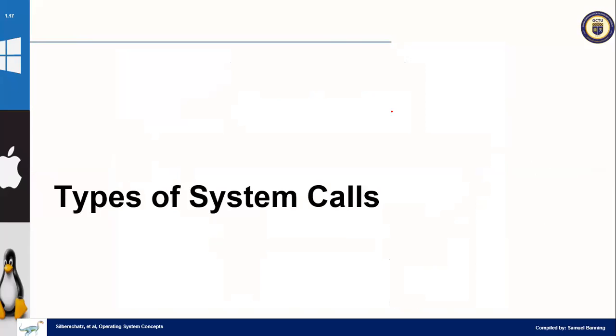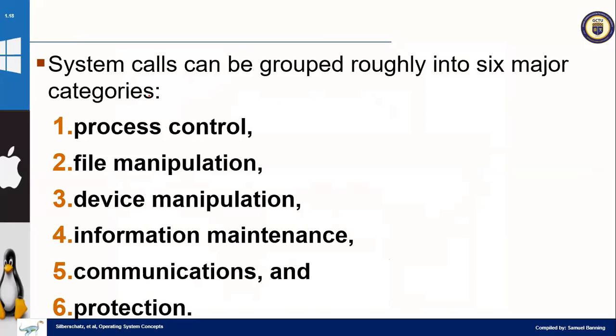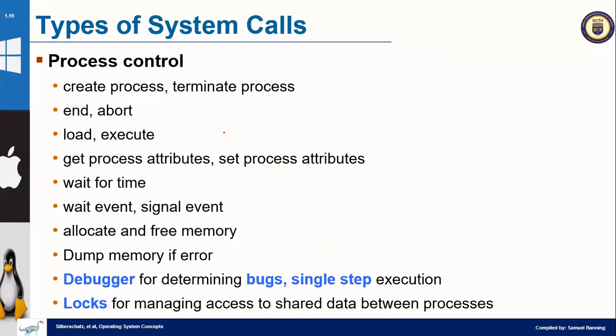Now let's look at the types of system calls there are in the operating system. System calls can be grouped roughly into 6 major categories. We have process control, file manipulation, system calls for device manipulation, system calls for information maintenance, system calls for communications, and then system calls for protection of the computer system. Let's see if we can go through them one after the other.